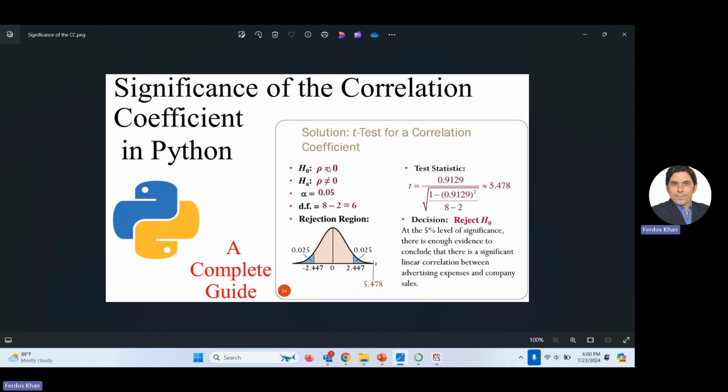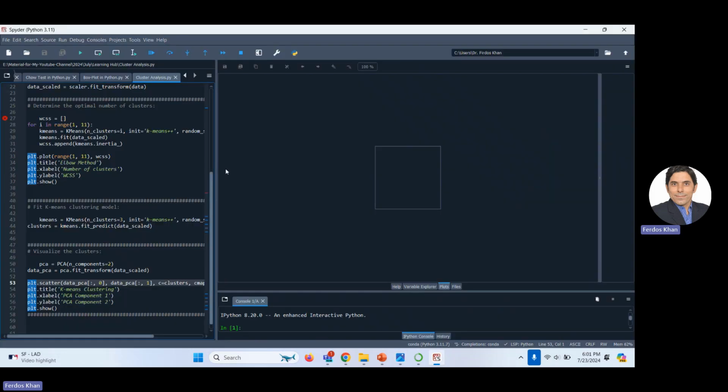These are very important things. So at the 5% level of significance, there is enough evidence to conclude that there is a significant linear correlation between advertising experience and company sales. This is about these two variables. If your data is about co-curricular activities of students and CGPA, you can interpret it in that way. If you reject the null hypothesis, this means there is correlation. If you accept the null hypothesis, this means there is no correlation. So this is all theoretical. Now let's move to Python, to see how we can do this.